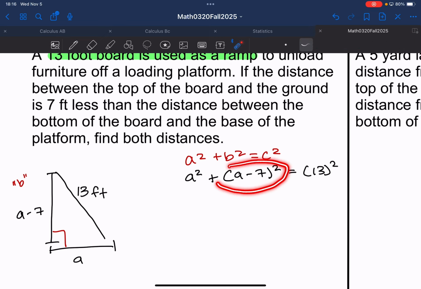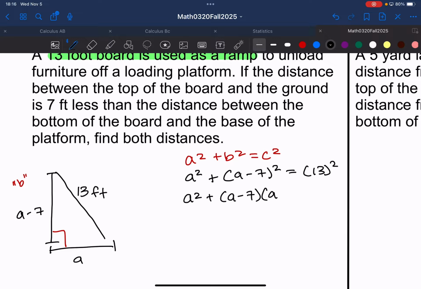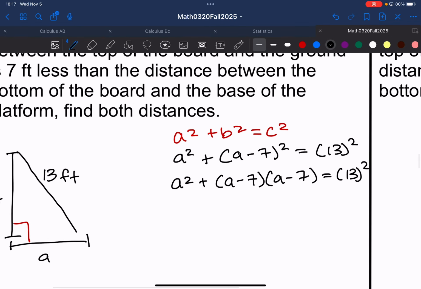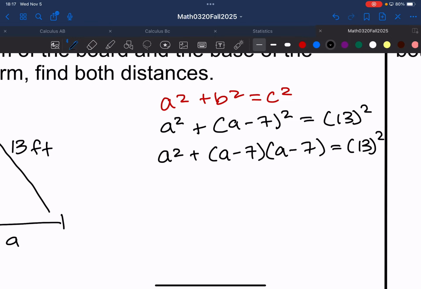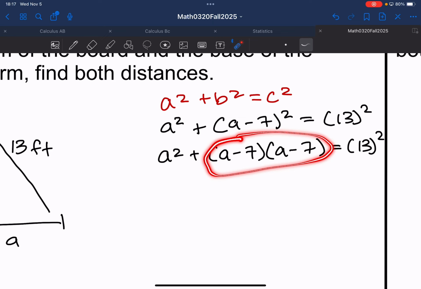So when I have something like this, A minus 7 squared, I'm able to rewrite this as 2 parentheses, because that's what that squared is telling me, that it appears twice. So I'm going to rewrite that as A squared plus A minus 7 times A minus 7 is equal to 13 squared. And again, the reason I'm doing that is because from here, I know I can simplify by doing what? How would I simplify these 2 parentheses?